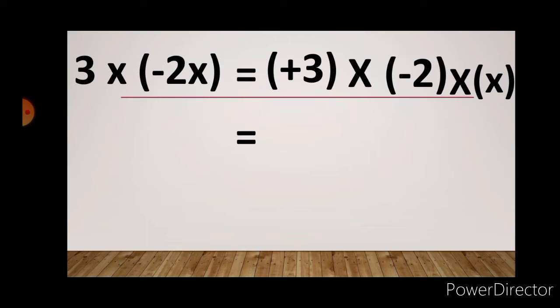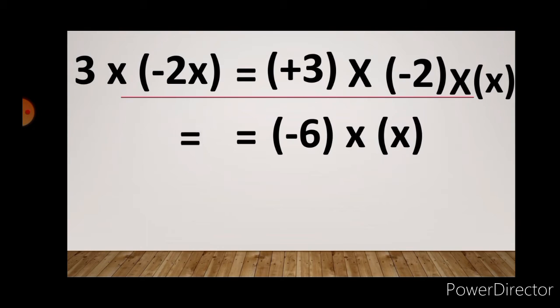Now, when we have this, we multiply the two numbers which are in front. Plus 3 multiplied by minus 2. As I told you before, when plus multiplies minus, it still gives what? Minus. So plus 3 multiplied by minus 2 gives minus 6. Multiplied by that same x, it's minus 6x.